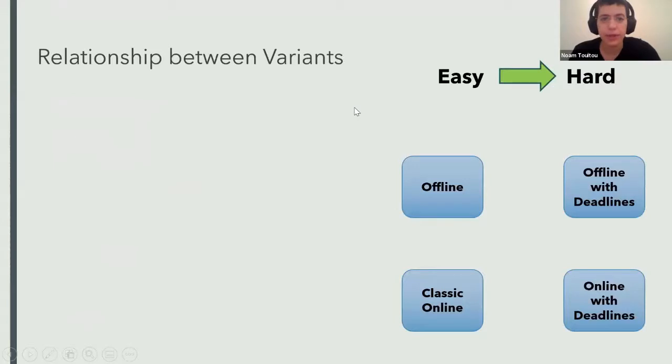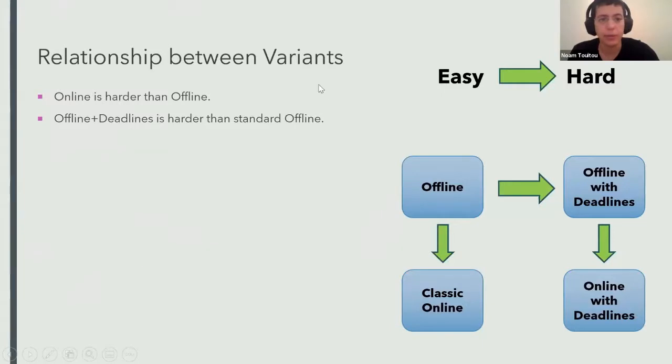Now, let's explore the relationship between the variants we've seen. This relationship can be expressed in terms of reductions from one to the other. So the online problems are harder than the corresponding offline problems if we insist that the solution must be polynomial time. This much is pretty clear. And in addition, the offline problem with deadlines is harder than the standard offline problem.